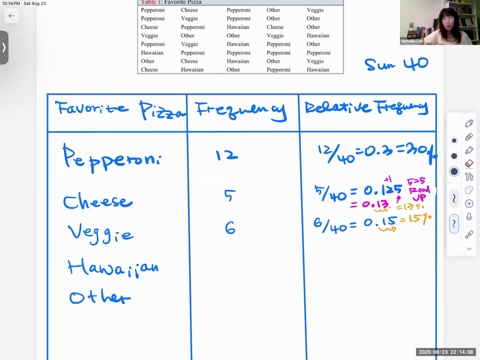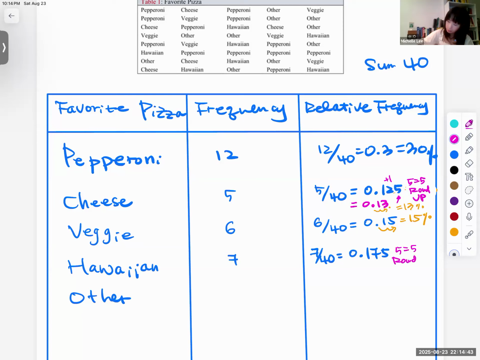Okay. Now Hawaiian. So we got 7. Can you please calculate 7 out of 40? So we get 0.175. Now we want to answer to 2 decimal places, hundredths, right? So 5, like earlier.